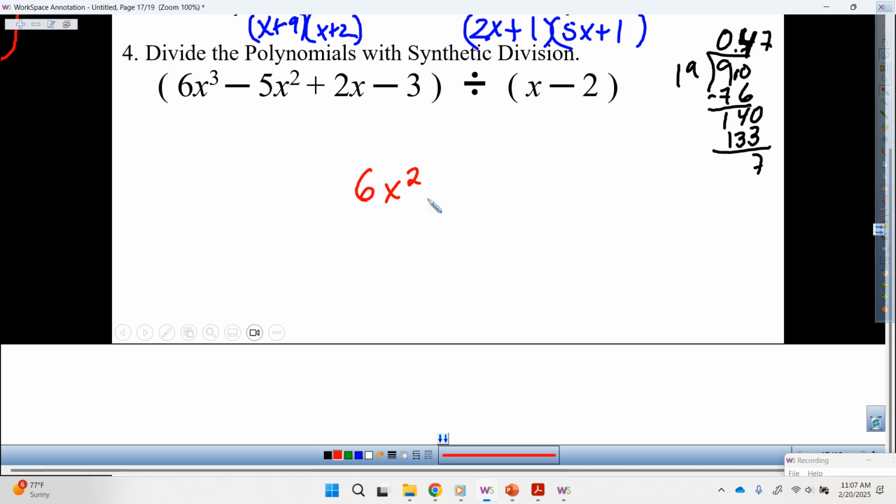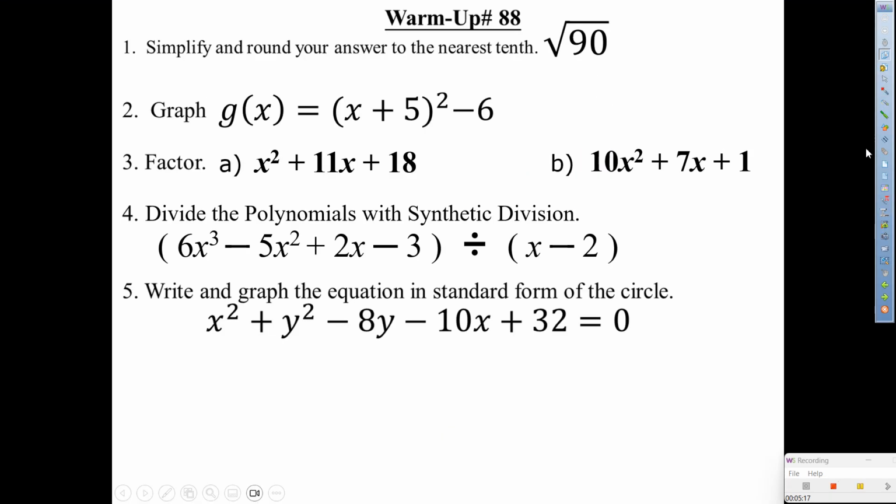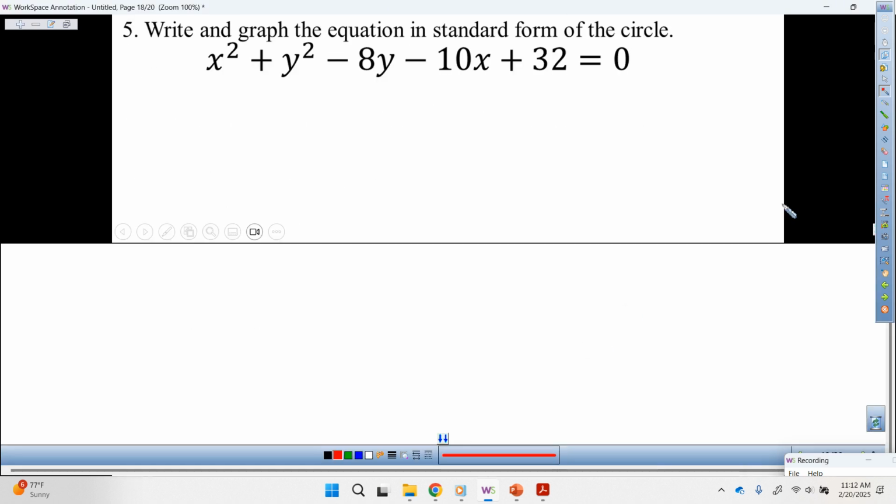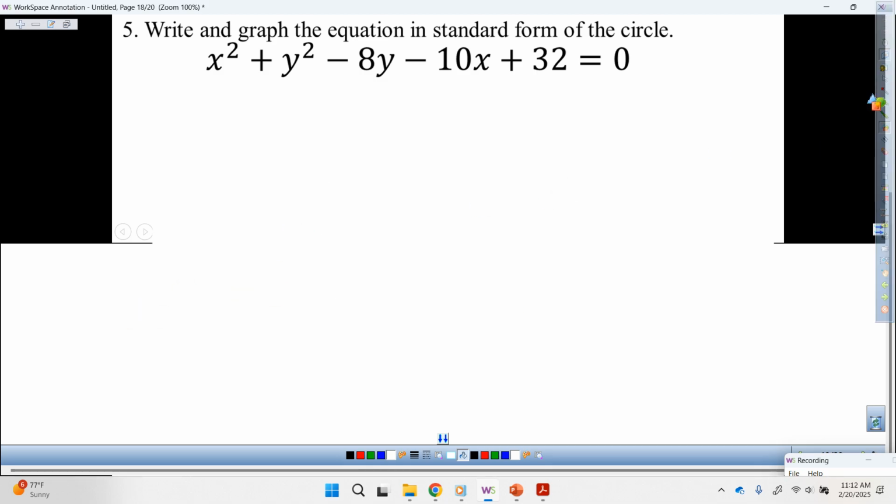6x squared plus 7x plus 16, 29 over x minus 2. Hands if you got that. Looks about right. Double check your work, Elijah. Let's go. And number 5. Number 5, I need a standard form equation so we can get the center and the radius of that circle. All right, share with your neighbor, and then Elijah's going to pass to someone.